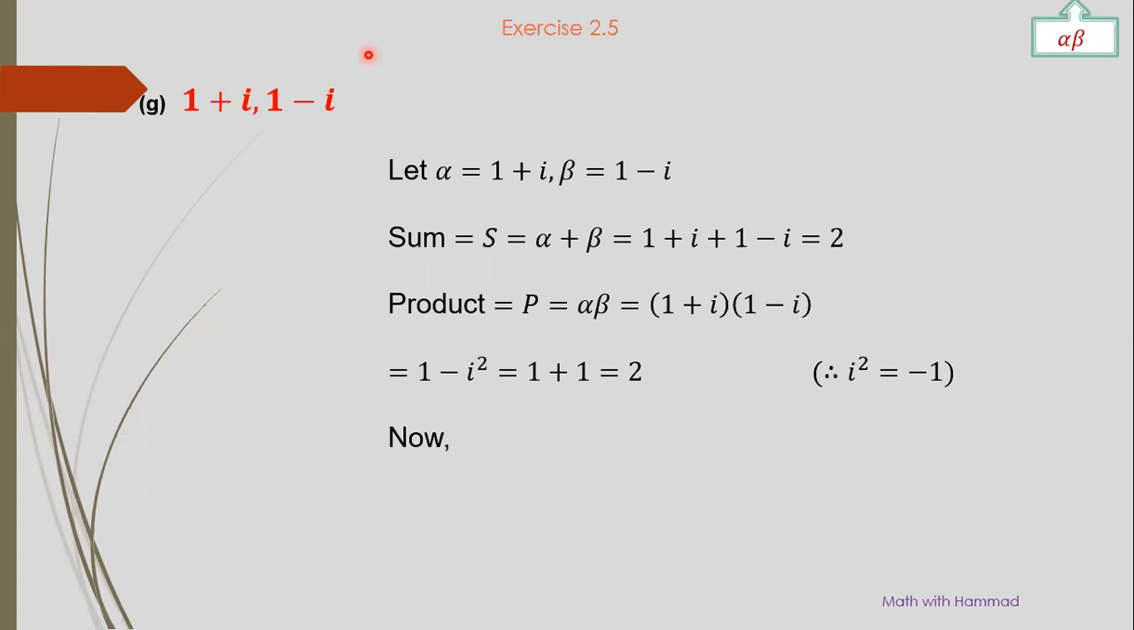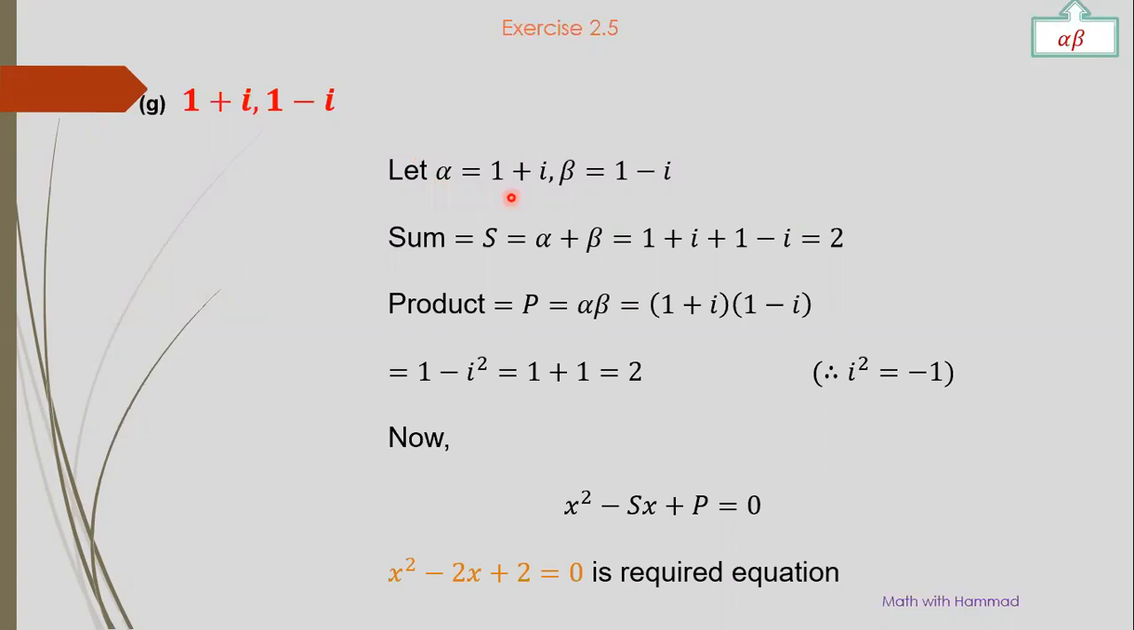Now standard form is x square minus sx plus p is equal to 0. Replace values of s and p. We will get x square minus 2x plus 2 is equal to 0 is our required equation.